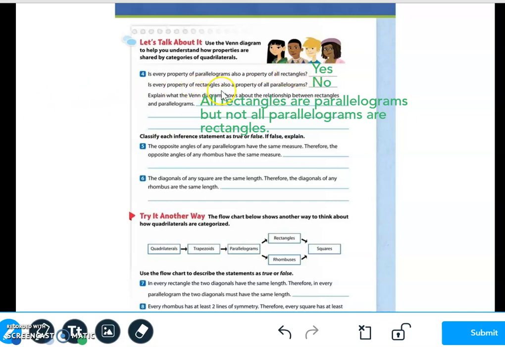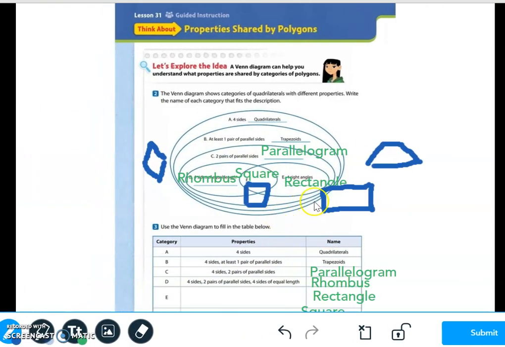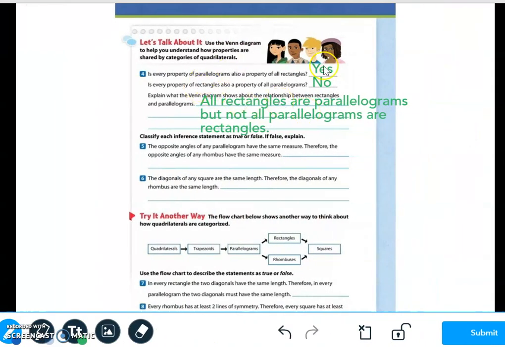Next, it says every property of a rectangle also a property of a parallelogram. For a rectangle, it says it has 4 right angles. Does a parallelogram have 4 right angles? No, it does not, so the answer should be no. But we saw, does it have 2 pairs of parallel sides? Our rectangle did have 2 pairs of parallel sides. So that's why our answer for the first one is yes, and the next should be no.